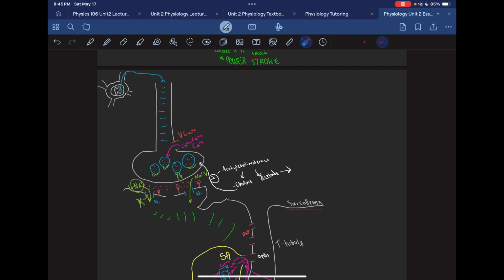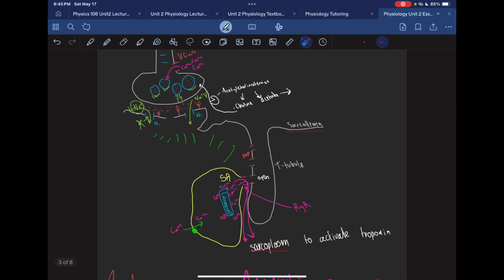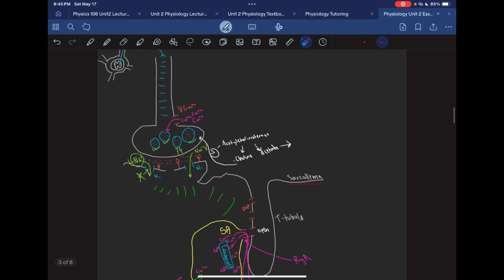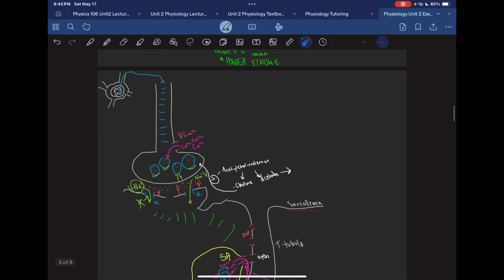Now let's get into the means in which this calcium comes into the sarcoplasm to activate our friend troponin that we just talked about. Really quickly, because we should already know this from last unit, I'll just fill in some of the gaps. Action potential comes down, opens up the voltage-gated calcium channel. Calcium leaks in and allows acetylcholine to form in these vesicles. Snare proteins bring them down and release them through exocytosis.